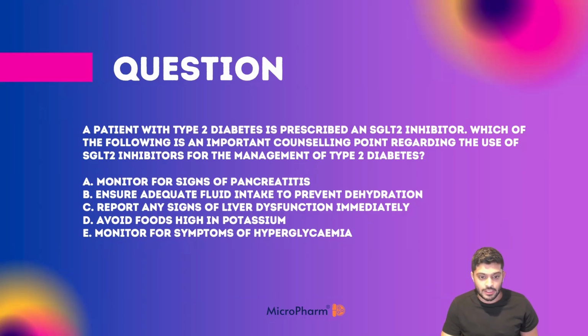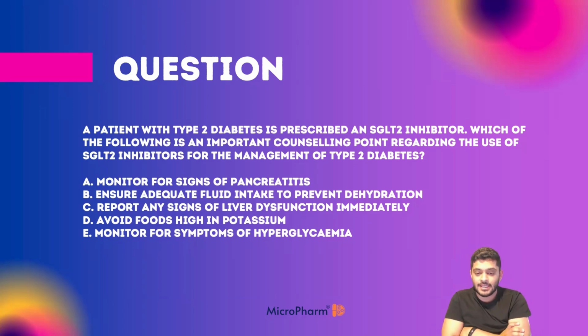Okay, so let's share the answer for this. The correct answer here is B, to ensure adequate fluid intake to prevent dehydration in patients on SGLT2 inhibitors. How do SGLT2 inhibitors work? Yep. They essentially increase glucose excretion via the urine, and therefore patients are at greater risk of dehydration. So adequate fluid intake is important.